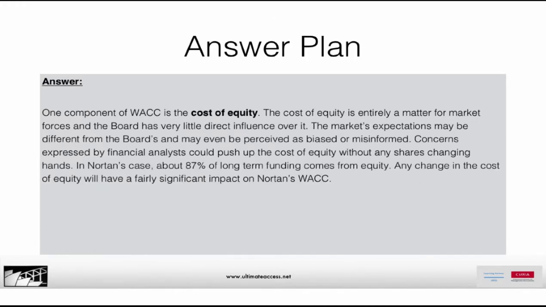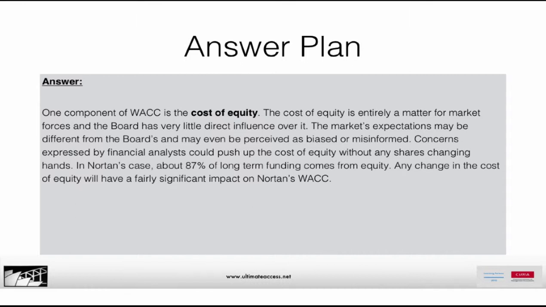I go on to talk about cost of equity, and I say one component of WACC is the cost of equity. The cost of equity is entirely a matter for market forces, and the board has very little direct influence over it. So there's really not much that the board can do, especially Northern, because Northern is a listed company and the share prices are determined by market forces. So sometimes expectations in the market may be different from what the board expects it to be. And it talks about it here, where the concerns expressed by analysts may not be the same as the board's, and sometimes this can push the cost of equity up and down.